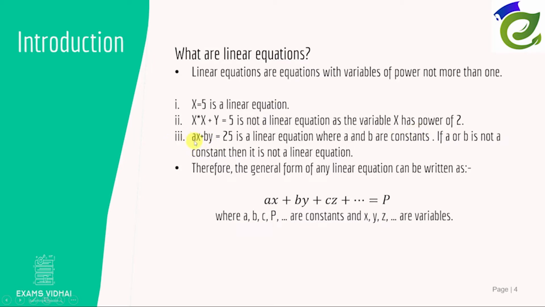Then if we see the next one, we have ax plus by is 25. a and b are strictly constants. If they're not constants, it's not a linear equation. As you can see, if a is also a variable, and x is also a variable, the whole thing becomes a power of 2. It's not a linear equation then. So therefore, if you generalize everything, any form of linear equation becomes ax plus by plus cz and so on is equal to p, where a, b, c and p are all constants and x, y, z and the rest of the terms are variables.